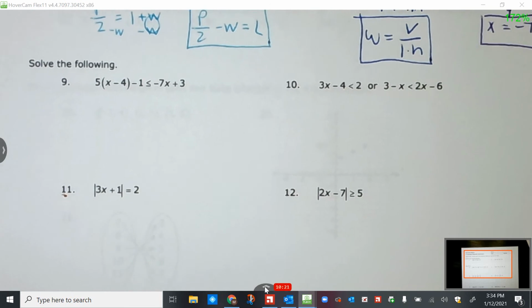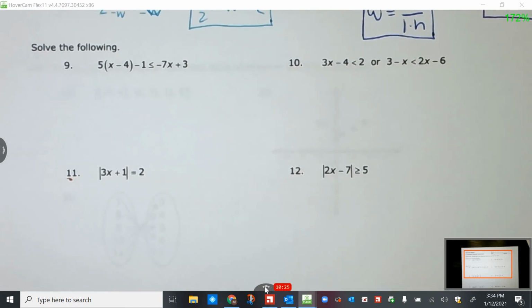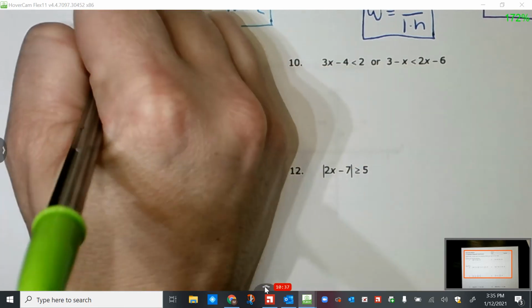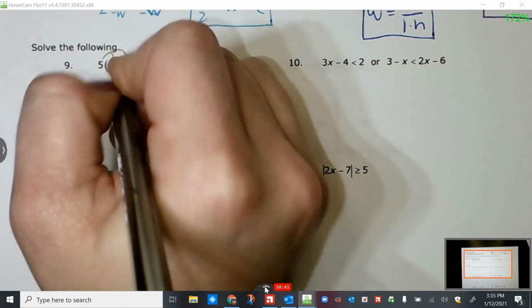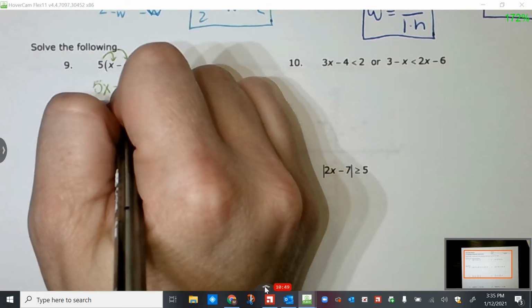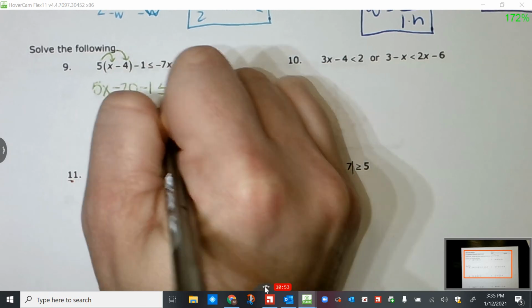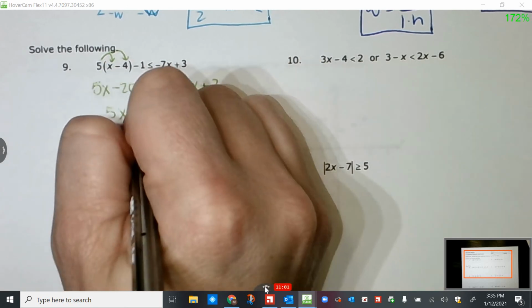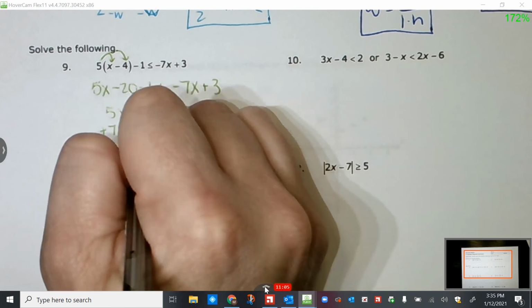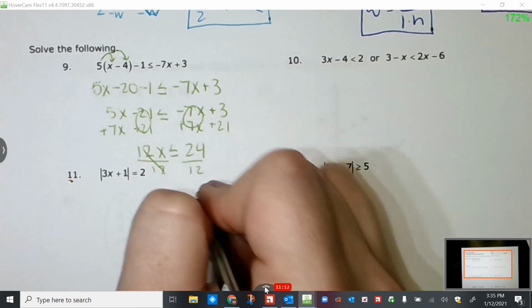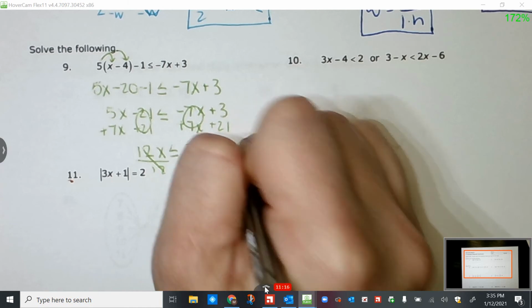Okay, solve the following. So here's where we kind of get into stuff that we haven't done in a while. Okay, so on this one, we're going to simplify as much as we can. We're going to treat it just like an equation, even though it has our less than or equal to. So this gives me 5x minus 20, bring down my minus 1. Okay, so this is going to be negative 21. So I'm going to add 7x to both sides and add 21 to both sides. And that gives me 12x is less than or equal to 24. Divide by 12, divide by 12, and I get x is less than or equal to 2.